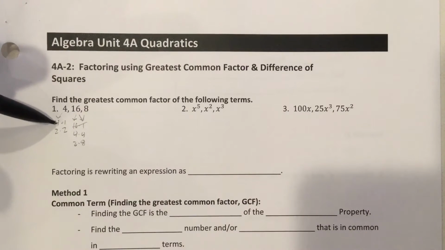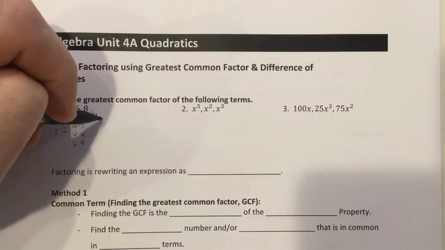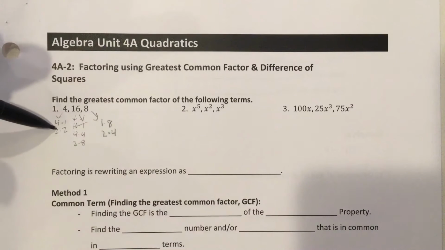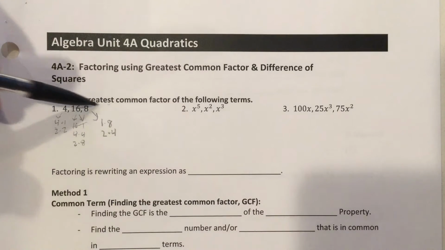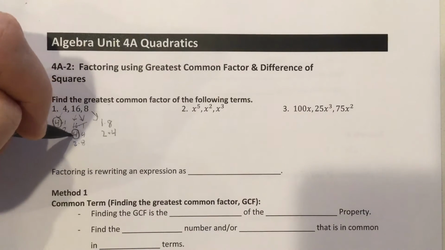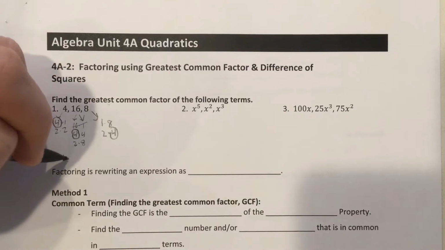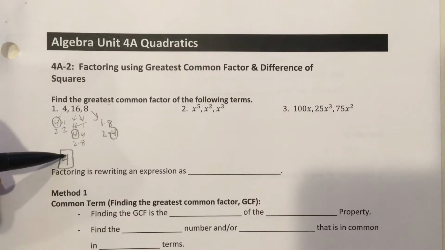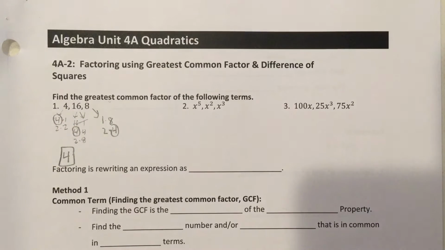Well, they so far both have that factor of 4, so that's right now the highest. And then if we look at 8, we can do 1 and 8 or 2 and 4. So they do all have a common factor of 2, but we're looking for the greatest common factor, so they each have a 4 in them. So the greatest common factor for number 1 is 4, because 4 can divide evenly into all these. 4 divided by 4 is 1, 16 divided by 4 is 4, and 8 divided by 4 is 2. And that is the largest number that divides into all of them.